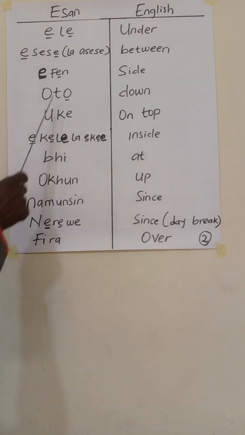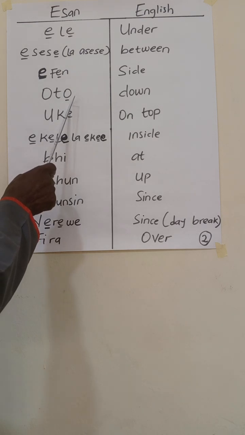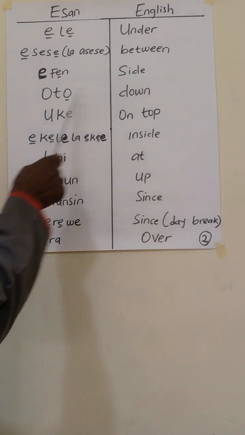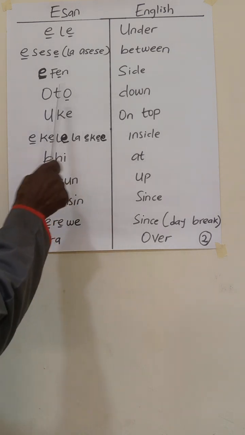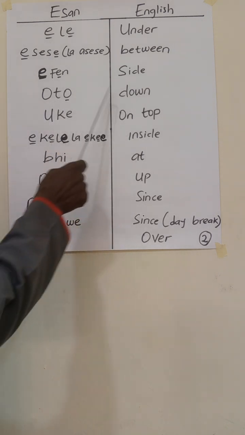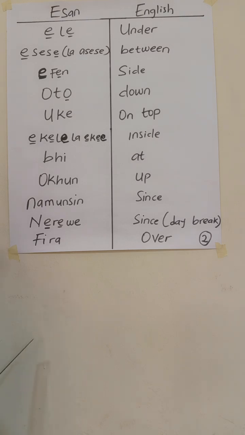Now we go to the next one. Oto. Oto means down. Eberi oto. The book is on the ground. Now we are talking of down. Apart from saying ground, we need down. Down means oto.